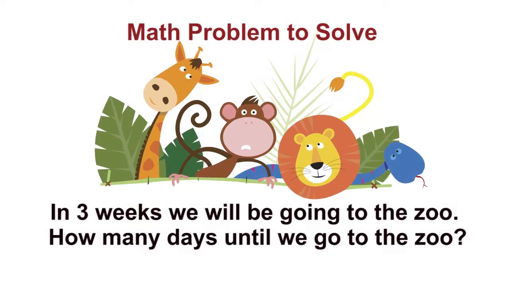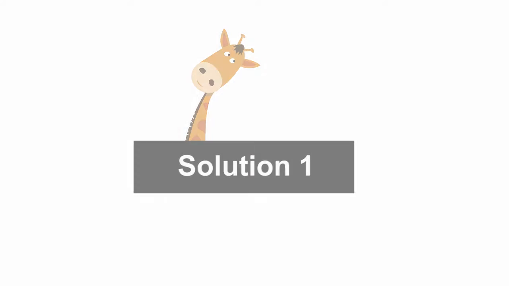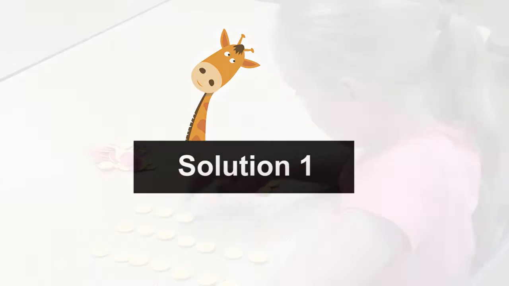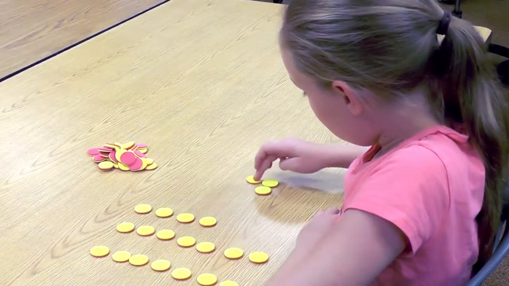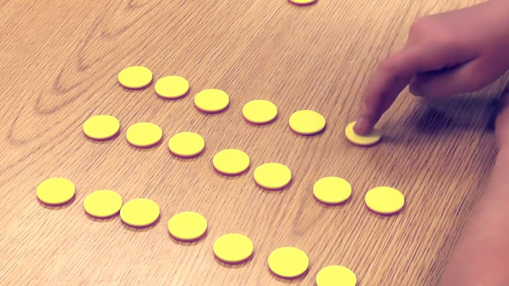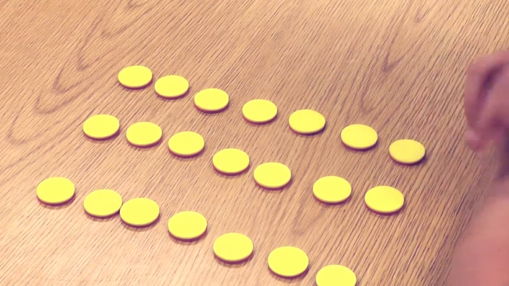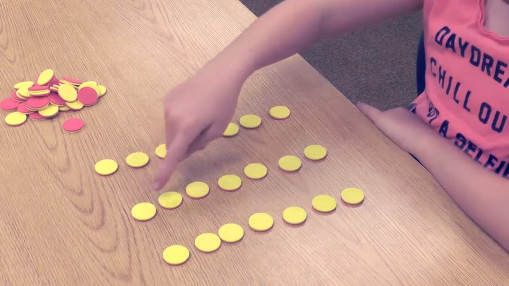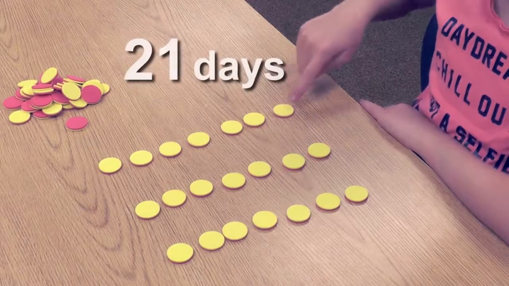Given the problem, in 3 weeks we will be going to the zoo. How many days until we go to the zoo? One student used counters. She knew there were 7 days in a week, so she counted out 7 counters 3 times, which gave her 21.